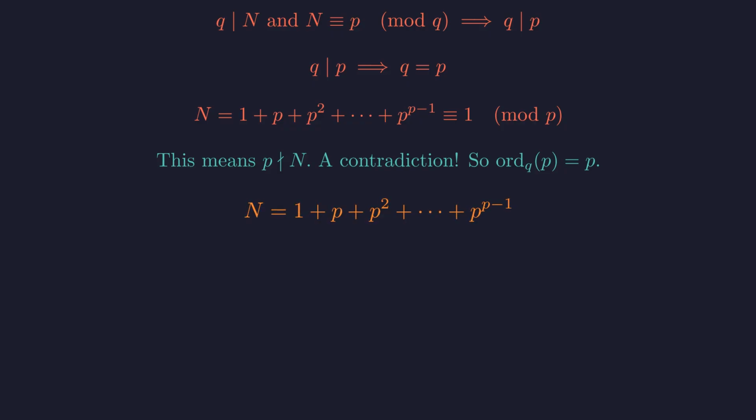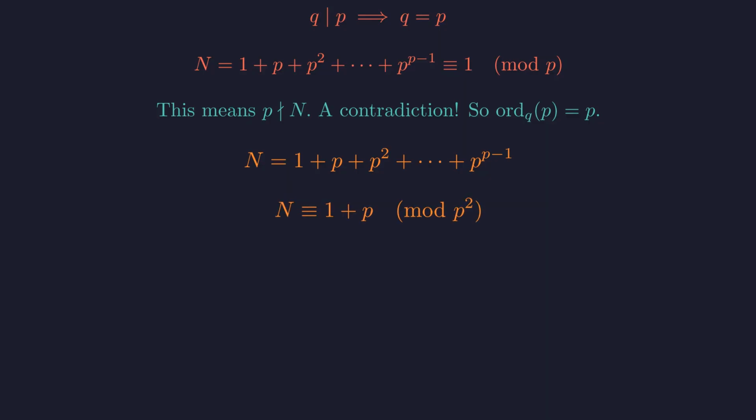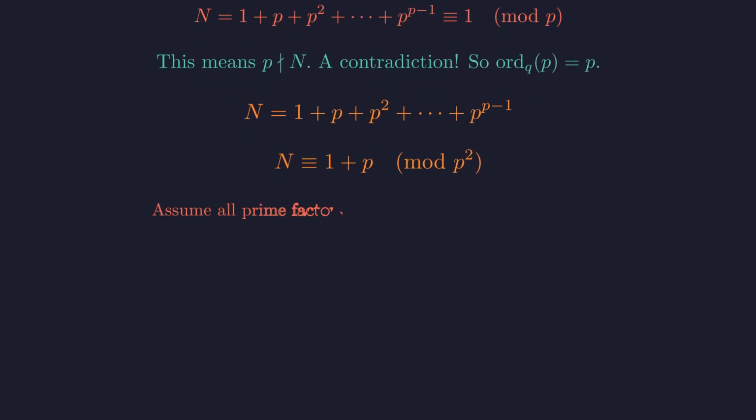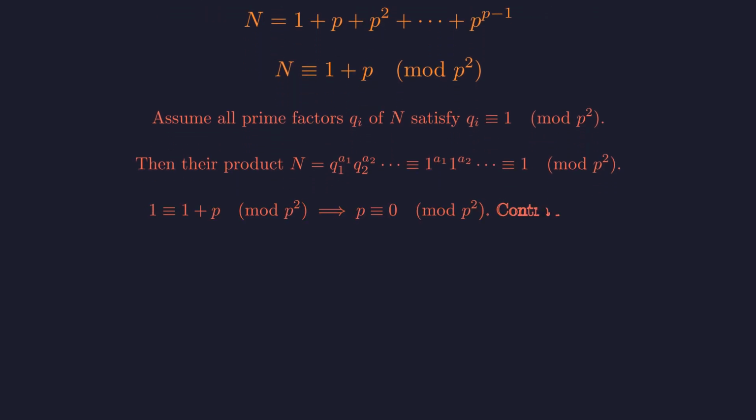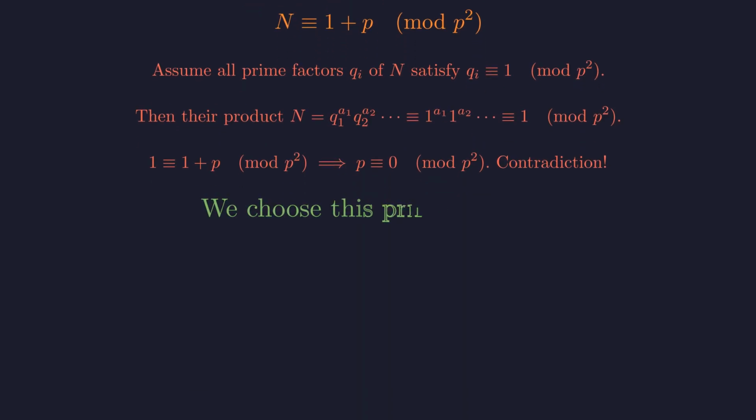Now for the second property. Let's look at our number n modulo p squared. All terms from p squared onwards are 0 modulo p squared, so n is congruent to 1 plus p. Now, assume for contradiction that all prime factors of n are congruent to 1 modulo p squared. If this were true, their product, which is n, would also have to be congruent to 1 modulo p squared. But we know n is congruent to 1 plus p. This leads to the absurd conclusion that p is a multiple of p squared. This contradiction proves our assumption was wrong. We have successfully constructed a prime q with both of our desired properties.